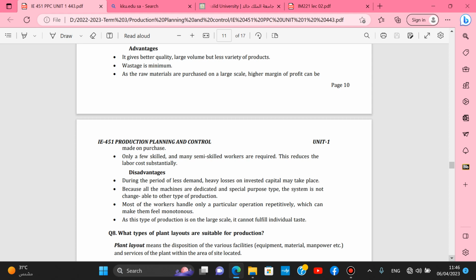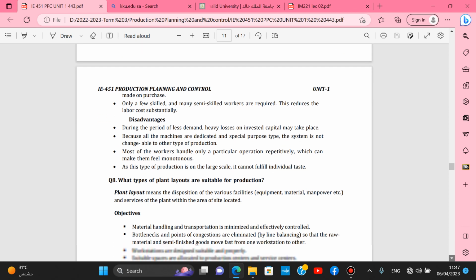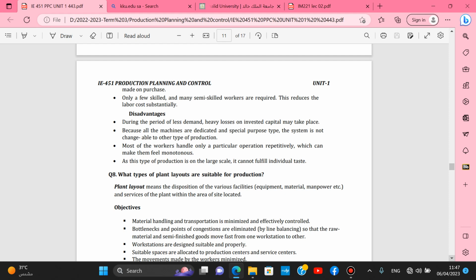فما راح يكون عندهم أي initiative في العمل. As this type of production is on the large scale, it cannot fulfill individual tastes. يعني عادة هذه بنستعملها في البرودكشن in the large scale. يعني ما في customization. إذا كان في individual taste, we will not fulfill this individual taste through this type of production system. Okay?